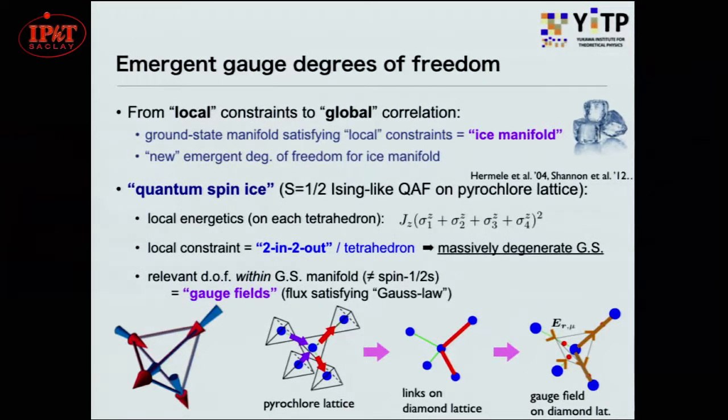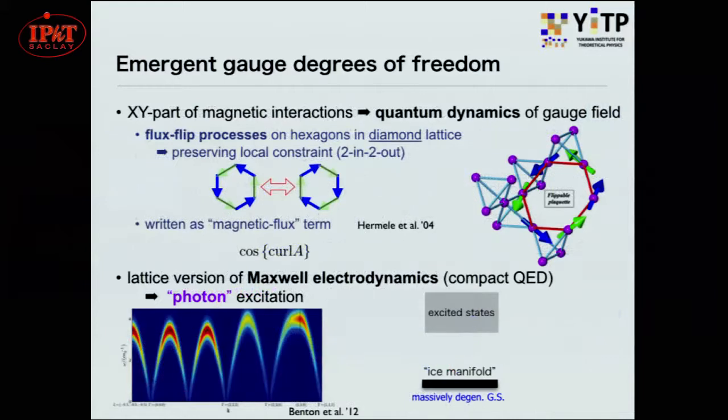So the spin description is not quite convenient in describing this highly degenerate ground state satisfying the local constraint 2 in 2 out. Actually, the best way of describing this degenerate ground state manifold is to introduce bond variables or gauge field variables like this. If you have outgoing spins, we assign outgoing flux and so on. So this is how we get a gauge field description in the highly degenerate ground state manifold, which is sometimes called the ice manifold, because it's closely related to the degeneracy of water ice.